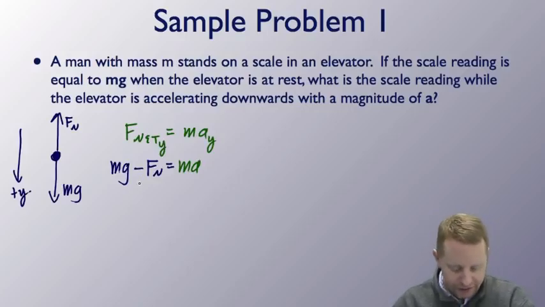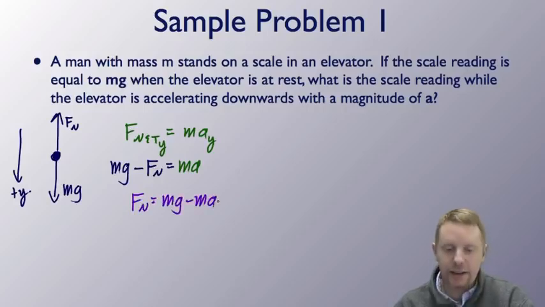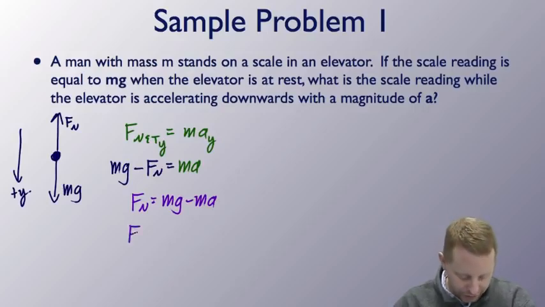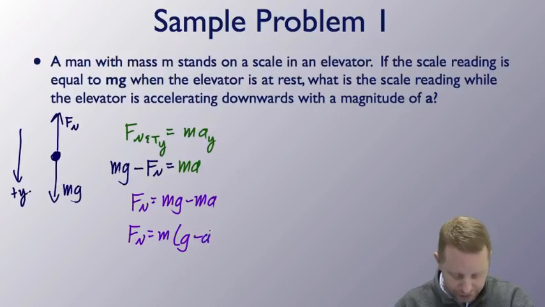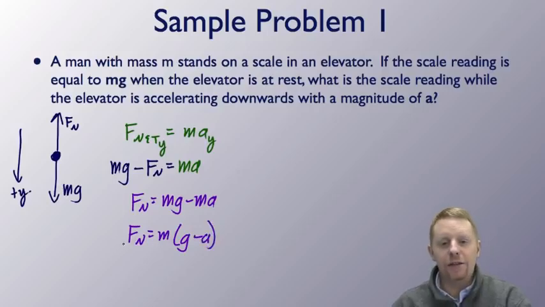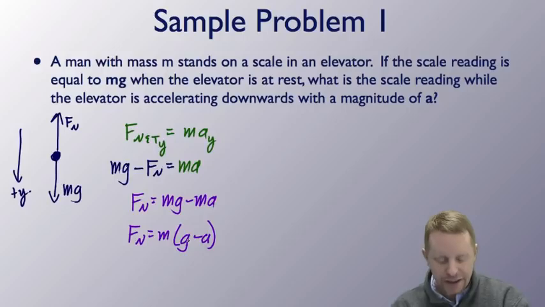So if I take this the next step, normal force is going to be mg minus ma. Or to write it just a little bit differently, normal force is equal to mass times g minus a. So the scale is going to read the person's mass times the acceleration due to gravity minus the acceleration of the elevator. And that should make sense.